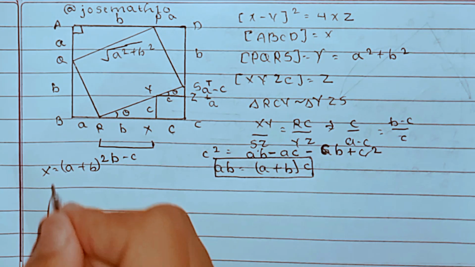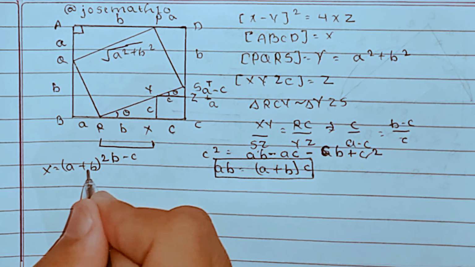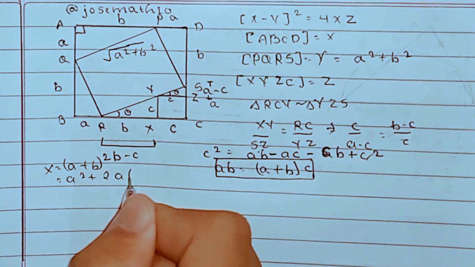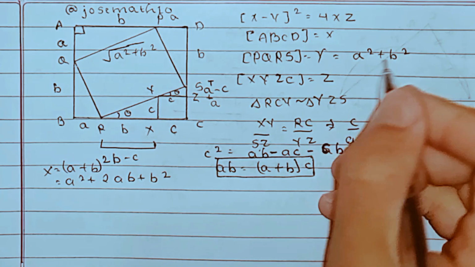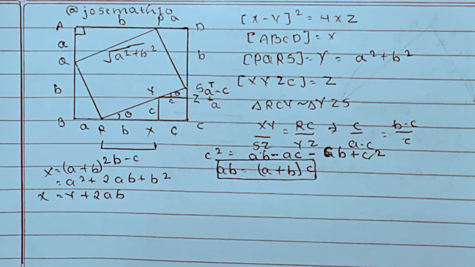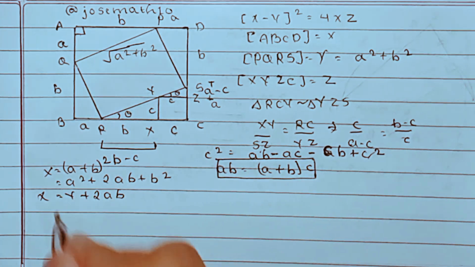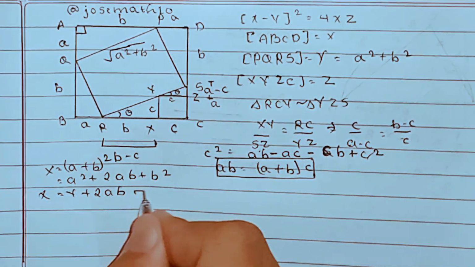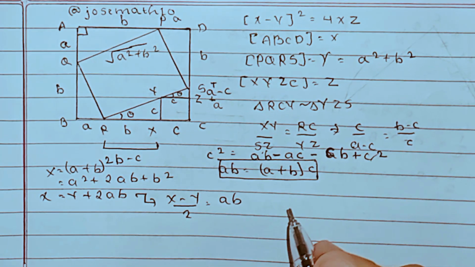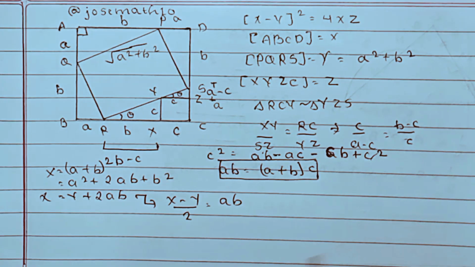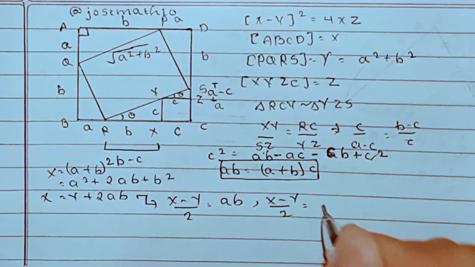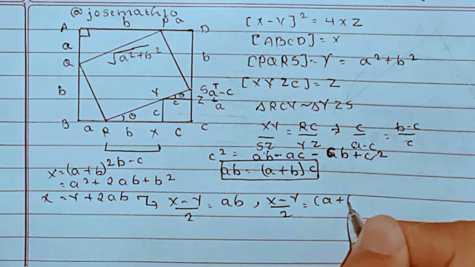That means x is equal to (a plus b) whole square, which will be a square plus 2ab plus b square, but a square plus b square equals y, so x equals y plus 2ab right here. And we can use this equation right here, that is, (x minus y) upon 2 equals ab, but ab equals (a plus b) into c. So (x minus y) by 2 equals (a plus b) into c.